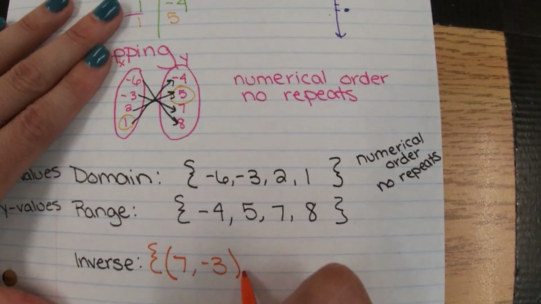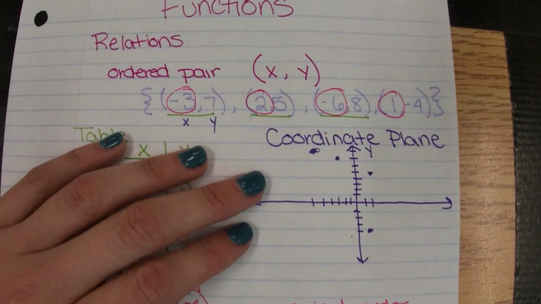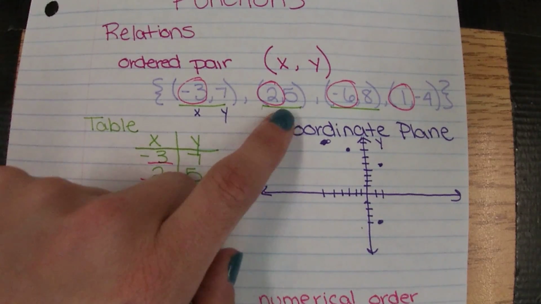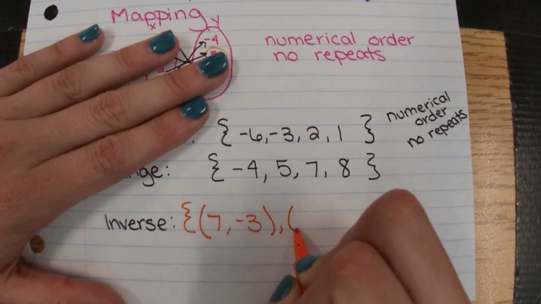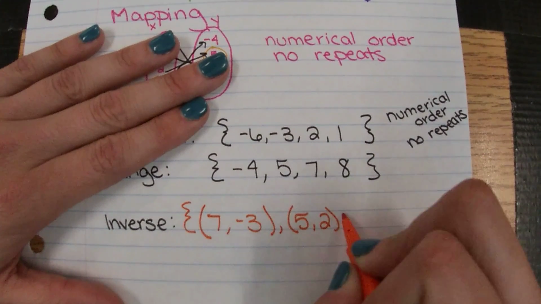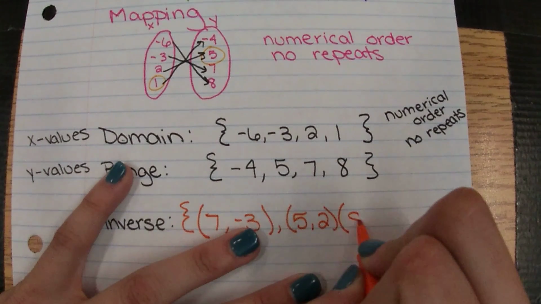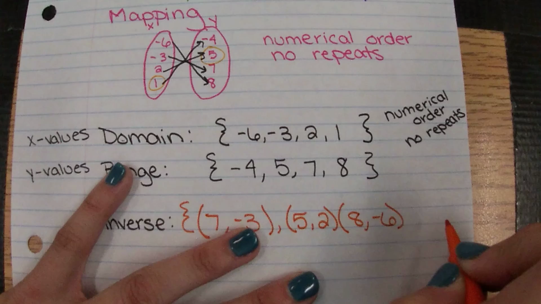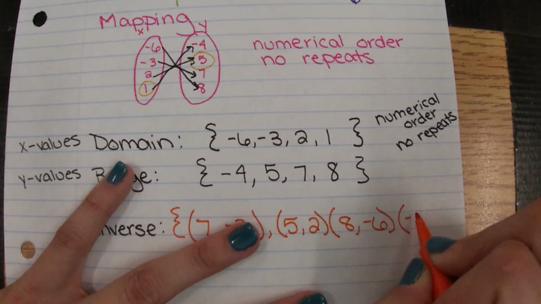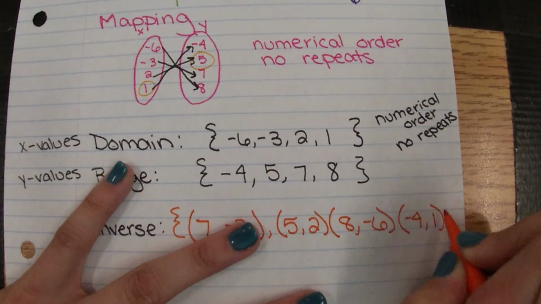Okay, again, I'm going to use those braces to show that these are grouped together. Those are a little bit less important. 2, 5 is going to become 5, 2. -6, 8 is going to become 8, -6. And 1, -4 will become -4, 1.